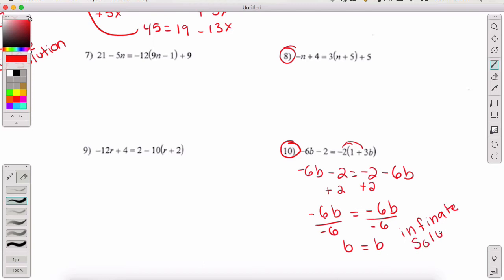Now, you could have identified that this is an infinite solution just by realizing after distributing that we have negative 6b minus 2 equals minus 2 minus 6b, which is still a true statement. You could have also identified this as an infinite solution problem by just seeing negative 6b equals negative 6b. But getting all the way down to b equals b is also a-okay.